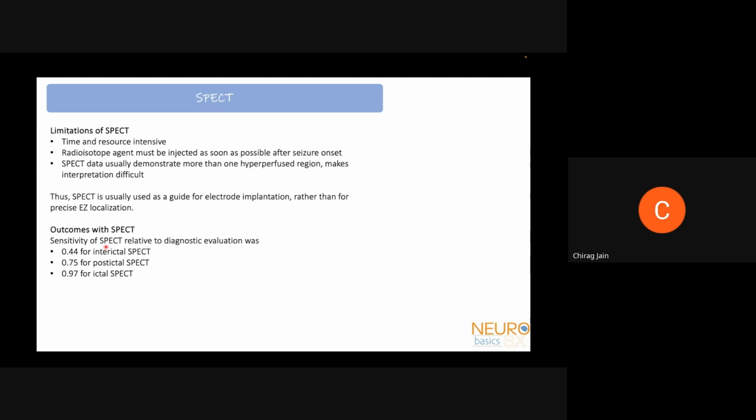The sensitivity of SPECT can be quite good. It is actually 0.97 for ictal SPECT. But for immediate post-ictal SPECT, if you give the tracer within 5 minutes, it is only 0.75. And for interictal SPECT, it is 0.44.